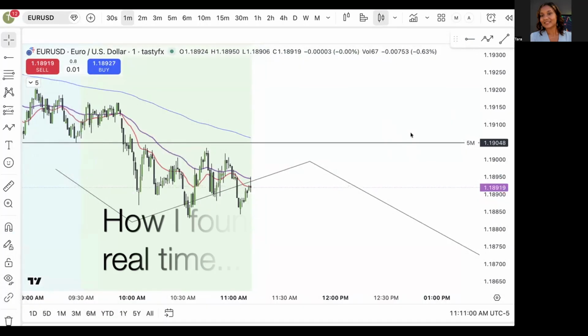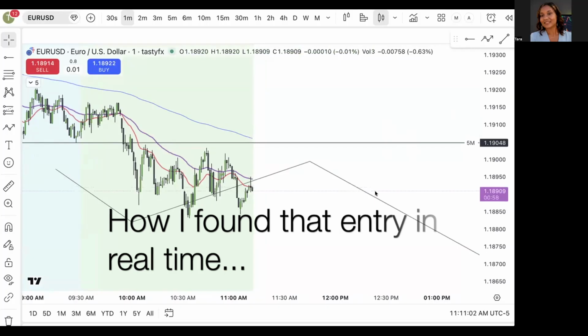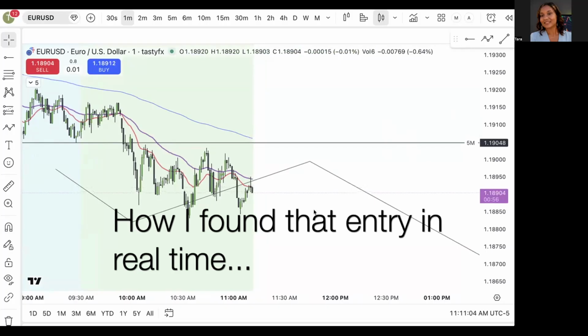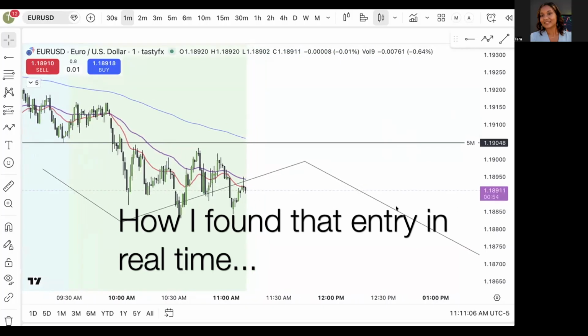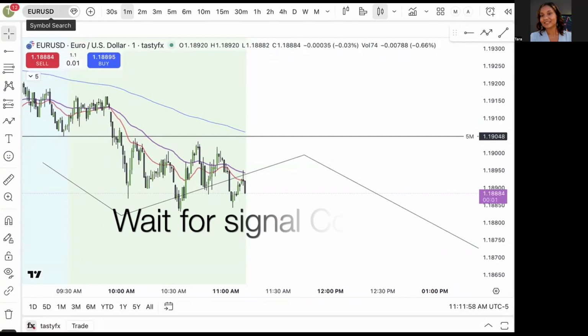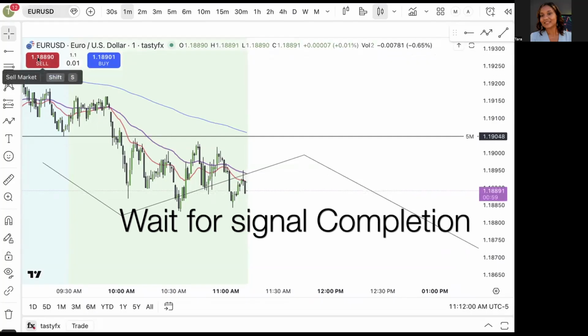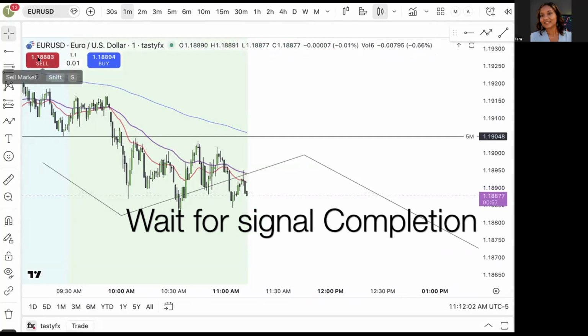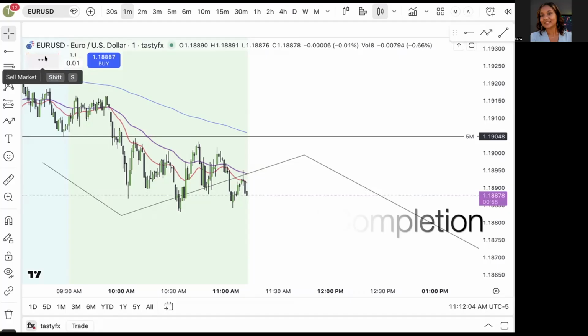And we can take a look on the 1-minute time frame, and what we'll do is wait for a sell signal here. Looks like we're getting a 3-bar reversal. We have a few seconds left before this completes, so we'll wait and see. We've got our 3-bar reversal. Let's see if price continues downward.